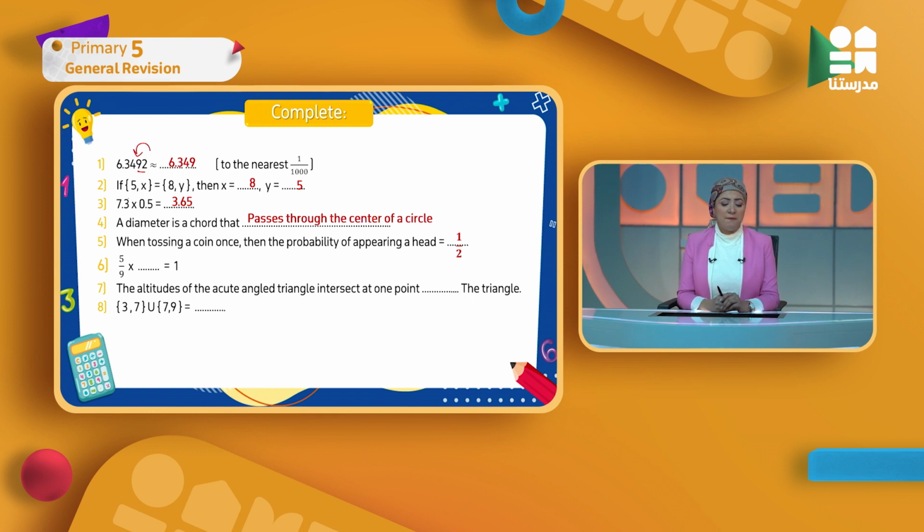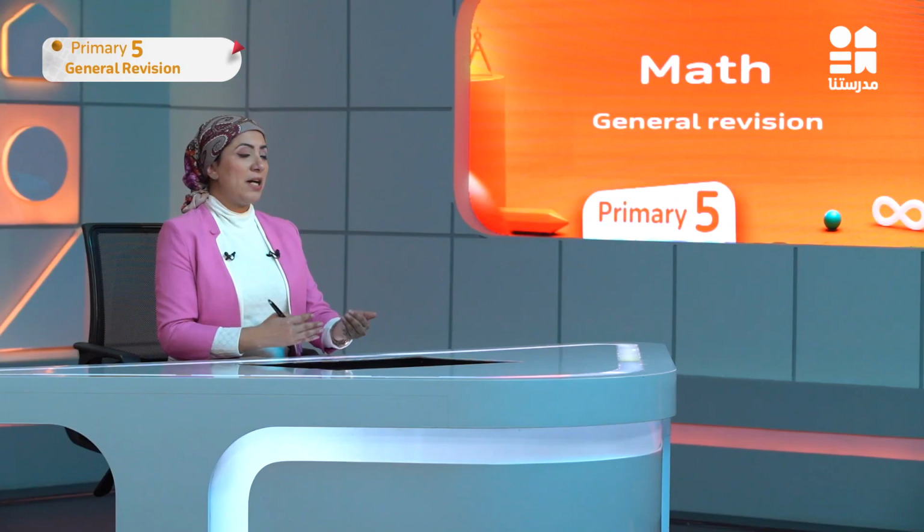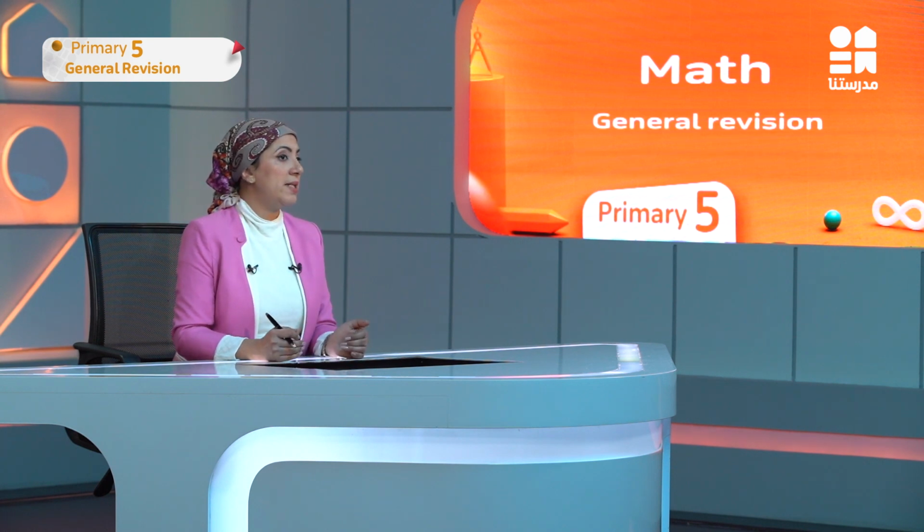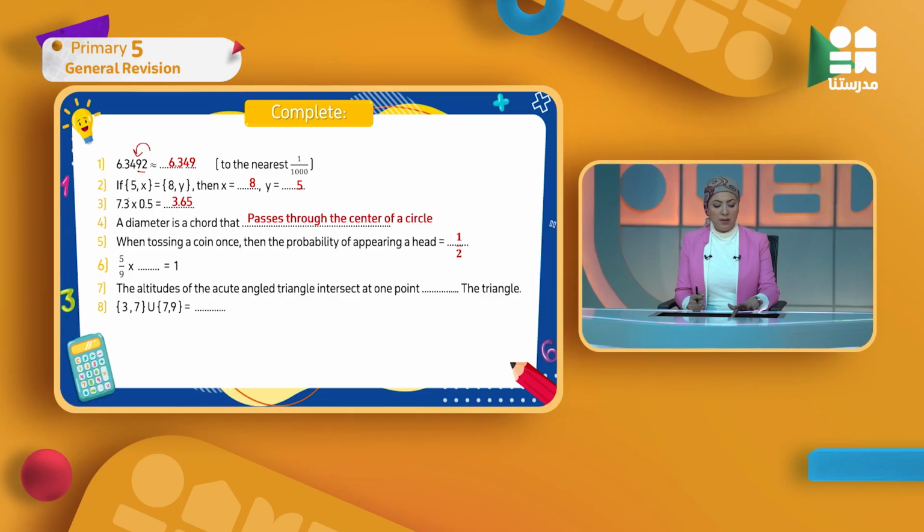Number 6, 5 over 9 times what equals 1? Of course, get the reciprocal عشان when I simplify all the numerators and denominators together يبقى كل اللي عندي 1. So 5 over 9 times العكس بتاعها 9 over 5. When I simplify all of them together I'll get 1.